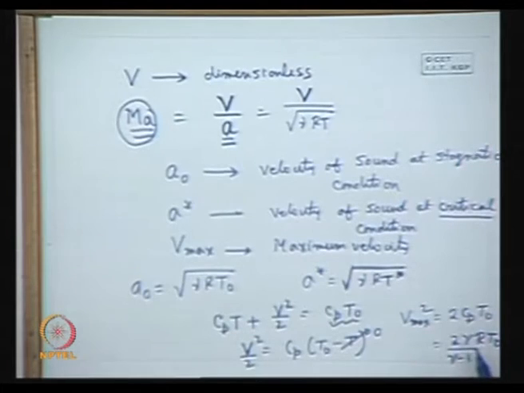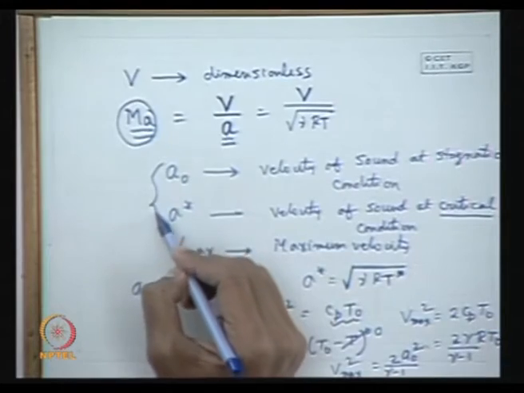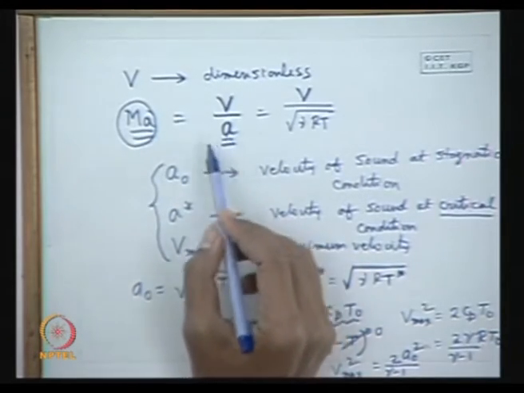That means it is precisely gamma R T0, which is again what? A0 square. That means 2 by gamma minus 1 A0 square. So therefore, the Vmax, the maximum velocity, is related to the sound speed, the velocity of sound at stagnation condition, by this equation. So three of these are used as the reference velocity.